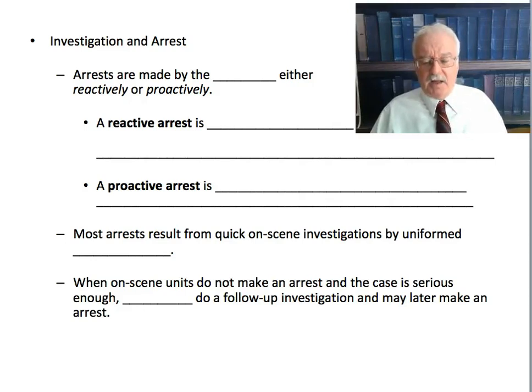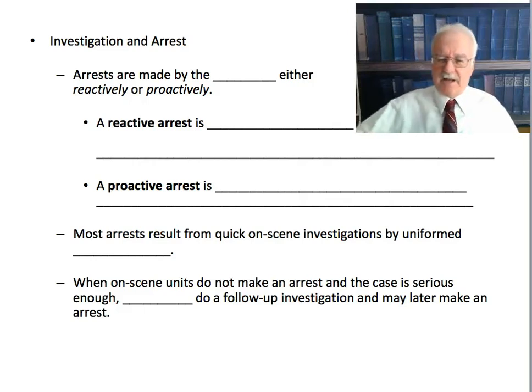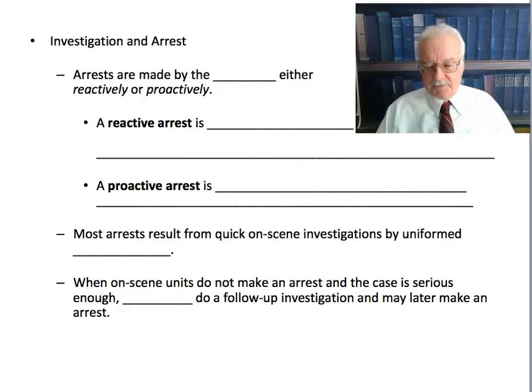Now, most arrests result from quick on-scene investigations by uniformed police officers. Most of the time, the police get to the scene, they speak to a witness or the victim, he went that way or there he is, and they lock up the person. When on-scene units do not make an arrest and the case is serious enough, then detectives do a follow-up investigation and they may later make an arrest. Now, if it's a minor crime and no arrest is made, the detectives aren't contacted. But if it's a serious crime, sometimes they'll be called directly to the scene, like a murder or a rape or something like that. Other times, they might be assigned the case the next day.